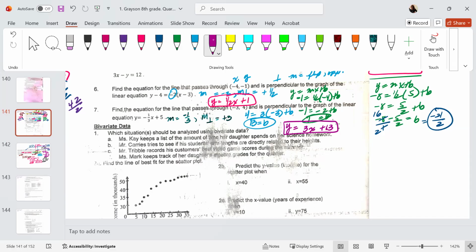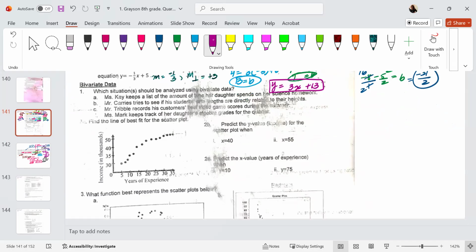Okay. All right, let's move on. Bivariate data, go ahead. Oh, okay. Well, go ahead. I'll wait for you.